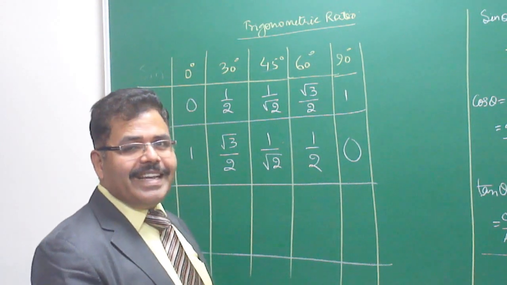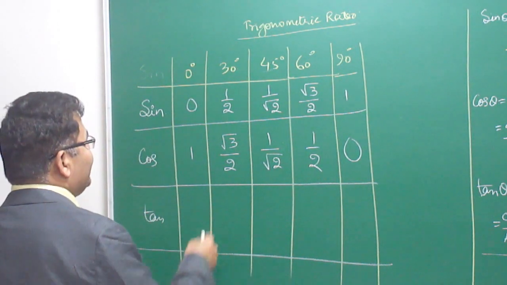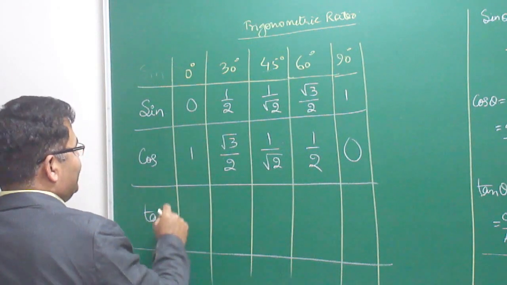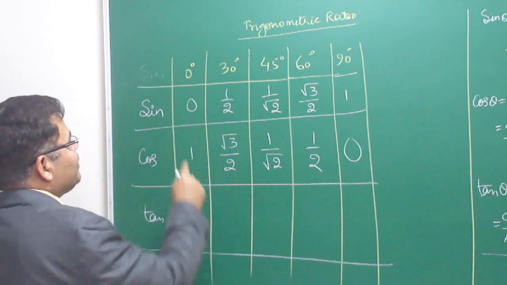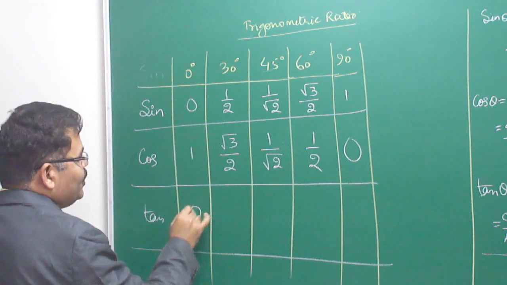Tan theta is sine theta by cos theta. In that way, one can write this: sine theta by cos theta. Tan 0 is nothing else but sin 0 by cos 0, that is 0 divided by 1, which is 0.